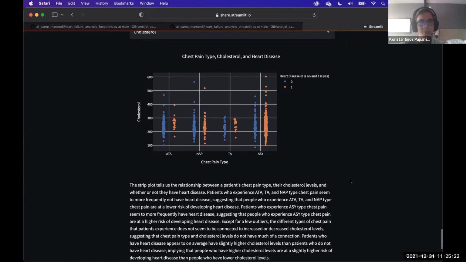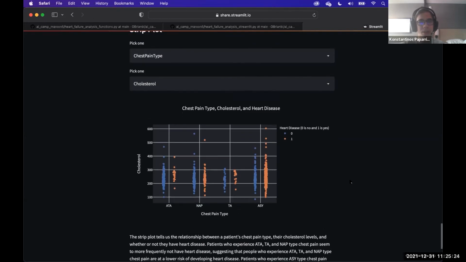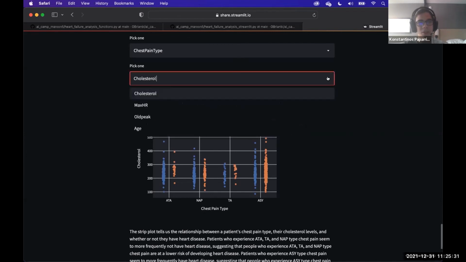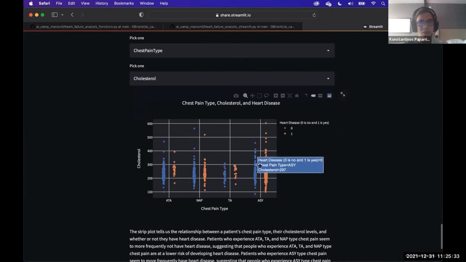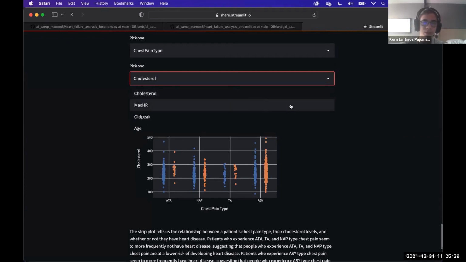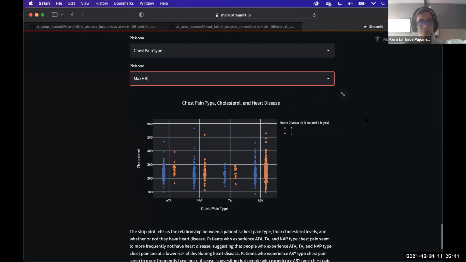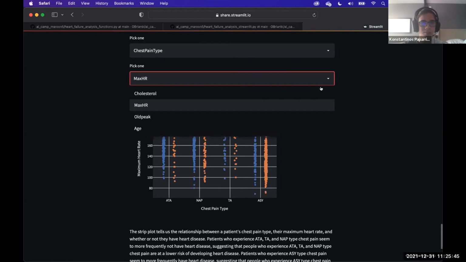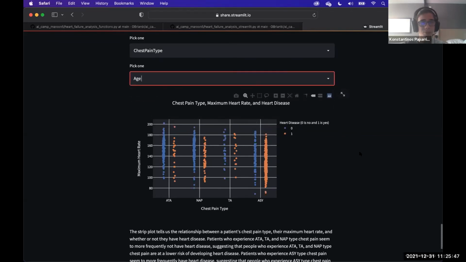But to summarize, a few of the relationships we noticed were that patients with ASY type chest pain were more likely to have heart disease. Patients with higher cholesterol levels were more likely to have heart disease. Patients with a lower maximum heart rate were more likely to have heart disease. Patients with an abnormally high old peak were more likely to have heart disease. Older patients were more likely to have heart disease. And male patients were more likely to have heart disease.